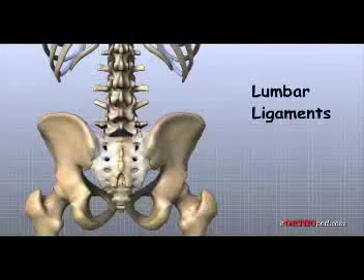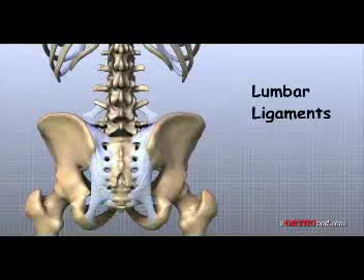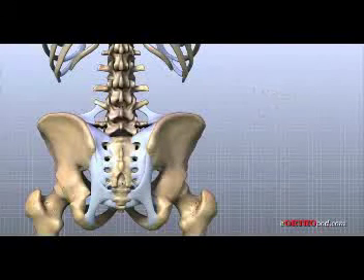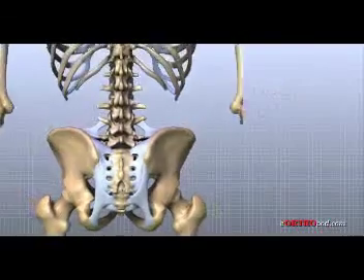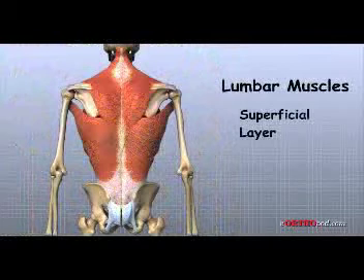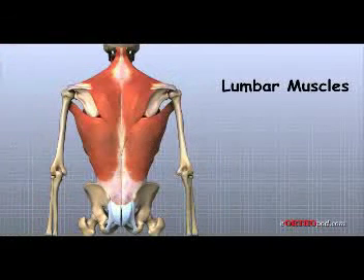The lumbar spine is supported by a complex set of ligaments and muscles. The ligaments are arranged in layers and run in multiple directions where they connect the bones of the lumbar spine to the sacrum and pelvis. The muscles of the low back are also arranged in layers. Those closest to the surface are covered by a thick tissue called fascia.